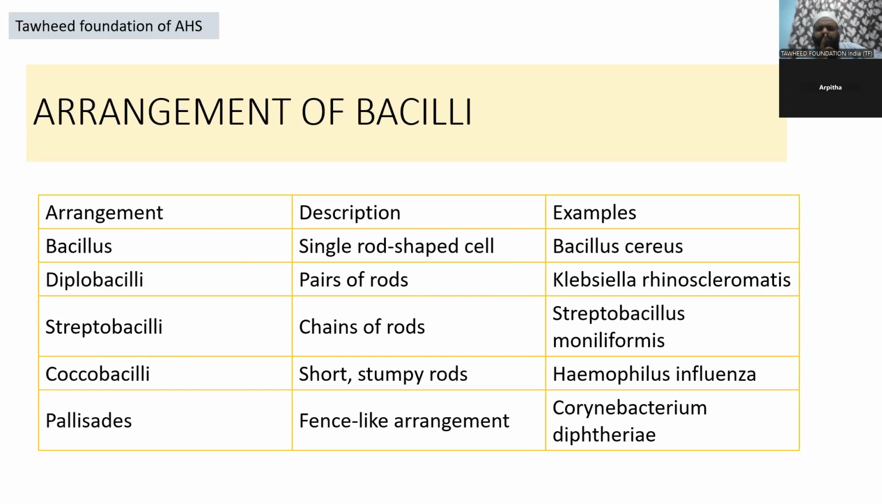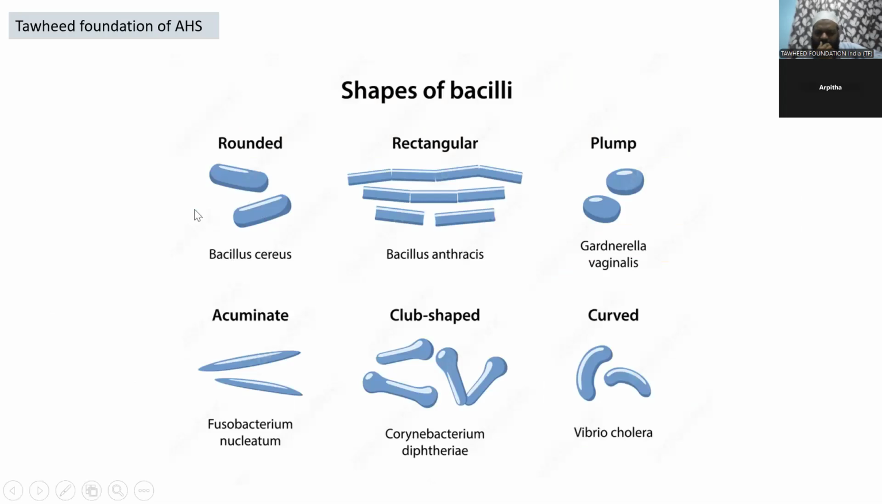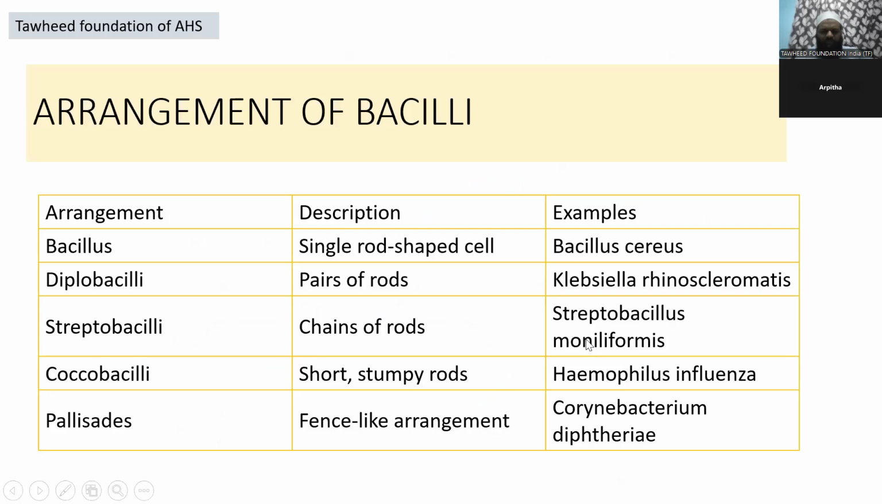Coccobacilli is a form of cell where it appears as both cocci and bacilli. See here: round-shaped single, rectangular, plump, that is bacilli, club-shaped, curved. So there are different types of bacilli cells. Coccobacilli is Haemophilus influenzae. Usually it is either cocci or bacilli. Once when it is observed, it appears as a cocci, and when you observe again, it appears as bacilli also. So when it has a dilemmatic structure, it is called coccobacilli.